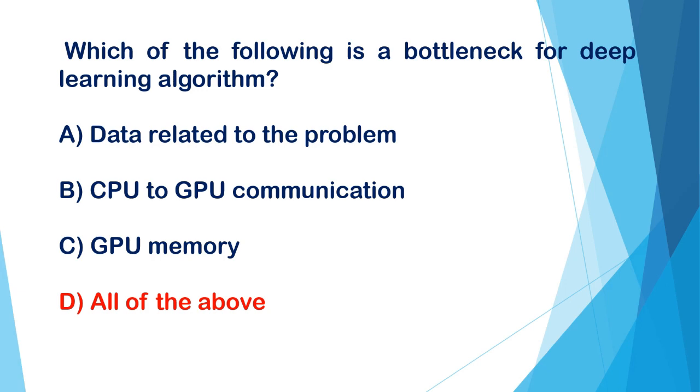Which of the following is a bottleneck for deep learning algorithm? A. Data related to the problem, B. CPU to GPU communication, C. GPU memory, or D. All of the above. And the correct option is D.